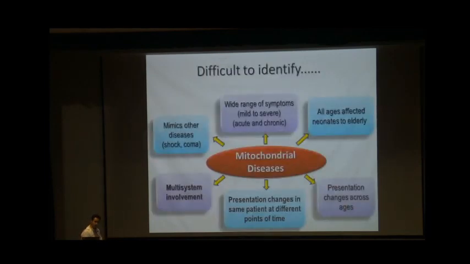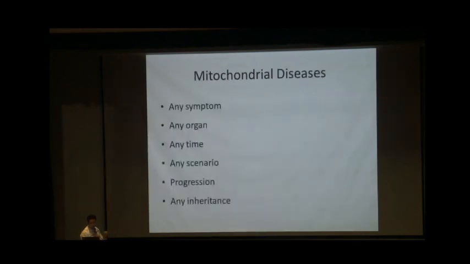You may have liver disorder. They may present with liver disorder, but 2 years, 3 years down the line, they may start developing myopathy or CNS disorder. And the presentation will change across the age. Even a single patient will keep on changing its phenotype as long as it's alive. So they may have any symptom, any organ, any time, any scenario, may progress with any inheritance, nuclear or mitochondrial.